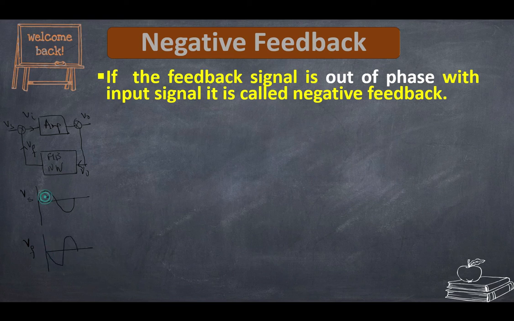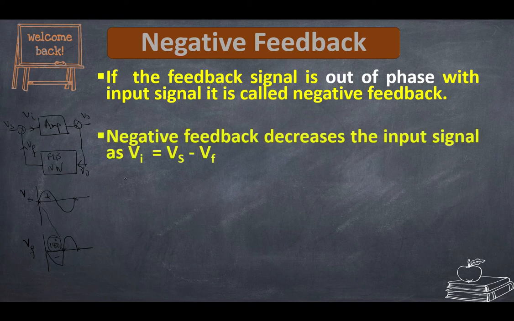You can see this is the positive half, this is the negative half. It looks like the starting and ending points are the same, but it is not so. If this is the starting point, for this is the starting point. There is a 180 degree or half cycle difference. Such signals are called negative feedback. So if the feedback signal is out of phase with the input signal, then it is called negative feedback. And hence, both will get subtracted from each other.